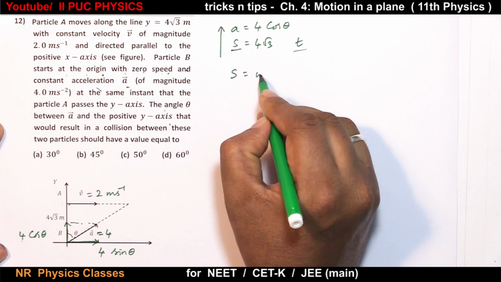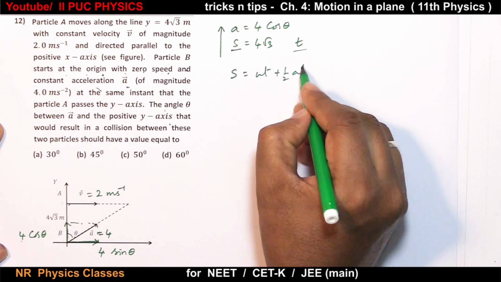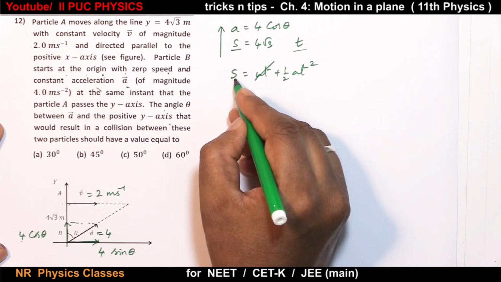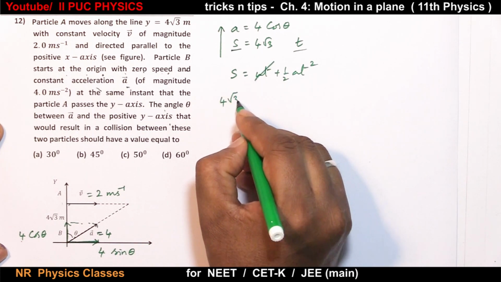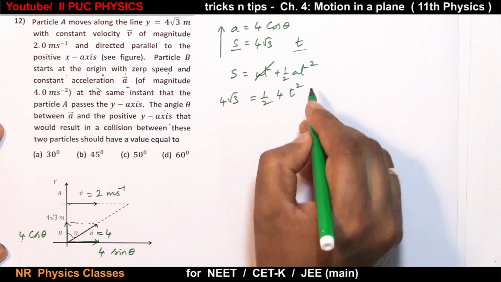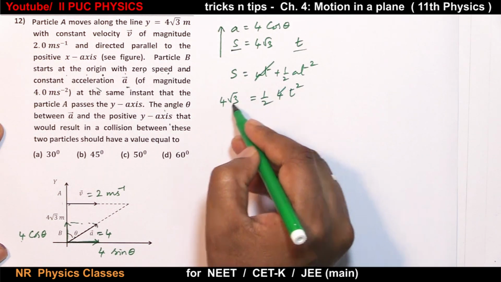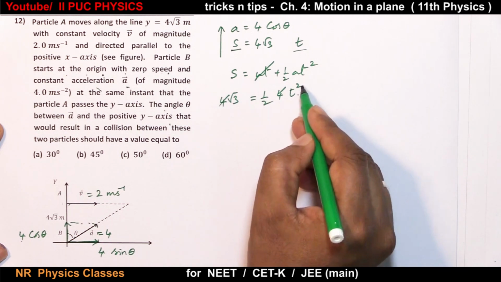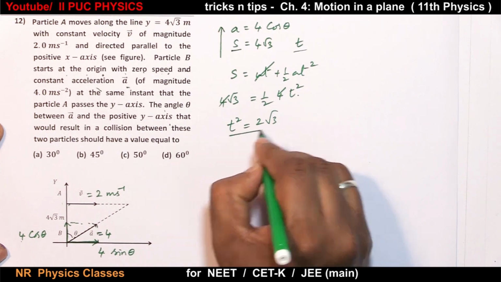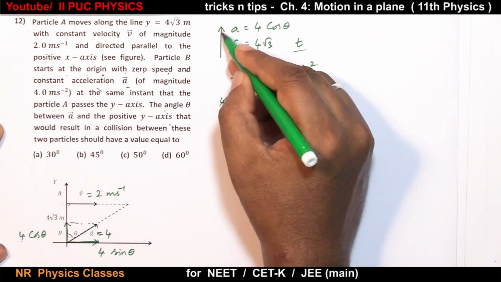Using s equal to ut plus half at square. Am I right? Yes. Initial velocity is 0. Displacement is 4 root 3. Half acceleration is 4 t square. So 4 gets cancelled. T square is 2 root 3. This is for y motion.